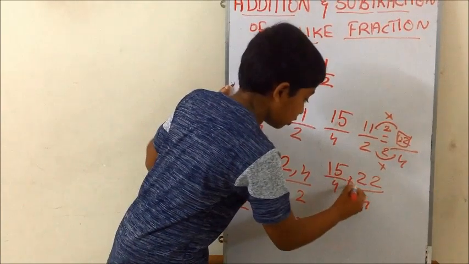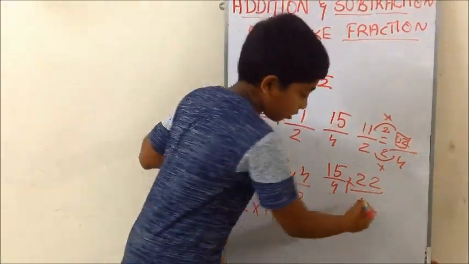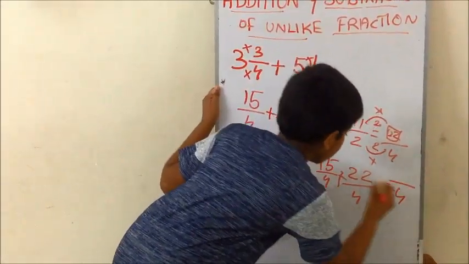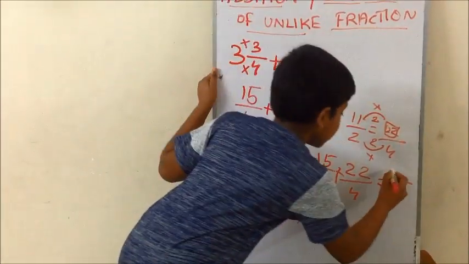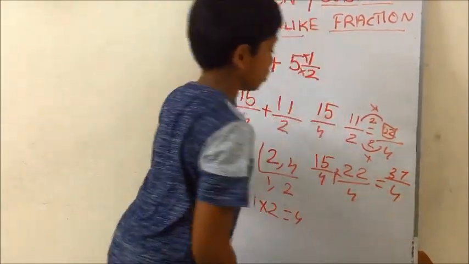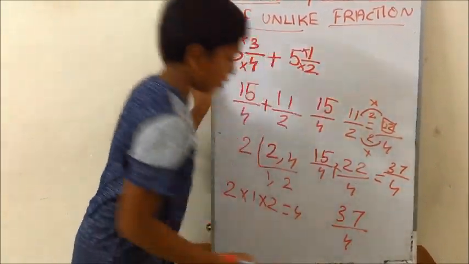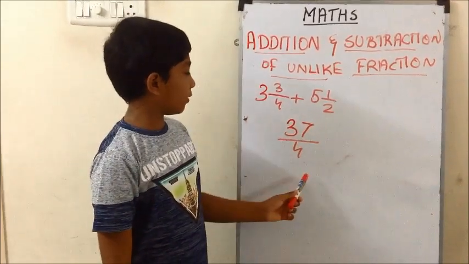Next step is we need to add this. We don't need to add the denominator because the denominators are same. Equal to 4. 22 plus 15 is equal to 37. So the answer is 37 by 4. Now we have found the answer as 37 by 4.